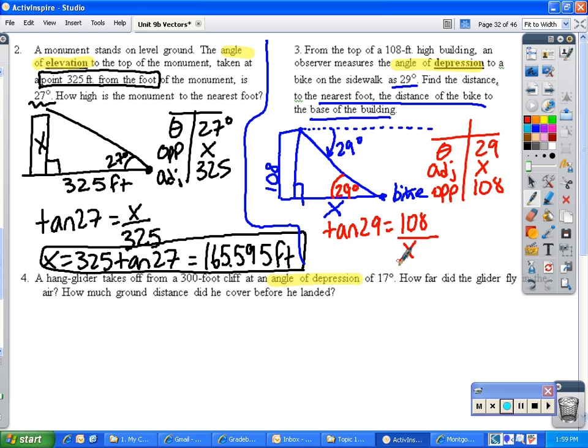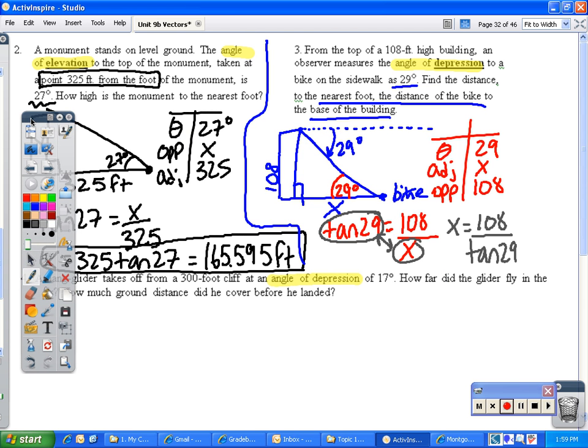Now we talked about little tricky ways to solve for x, and you should remember that in a proportion, which is really what we have here, we're allowed to trade these two numbers. We're allowed to literally switch their positions. So this becomes x equals 108 divided by the tangent of 29. I'm going to type all that into my calculator. 108 divided by tan of 29, close my parentheses, and I get 194.837. That is how far away the bike is.